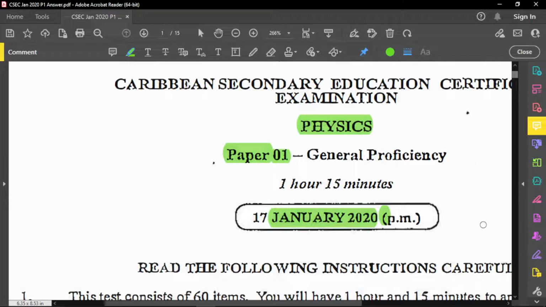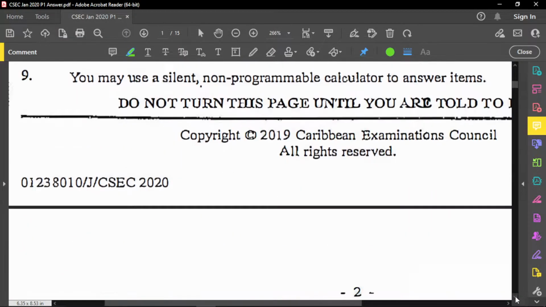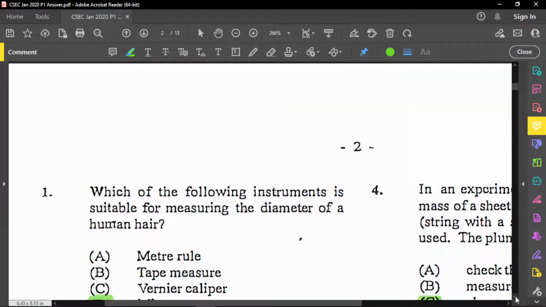Now please remember, before you start the examination, you should read through the instructions carefully, and if you should have any questions or queries, please clarify those with the examiner before the examination begins. Now let's jump to question number 1.